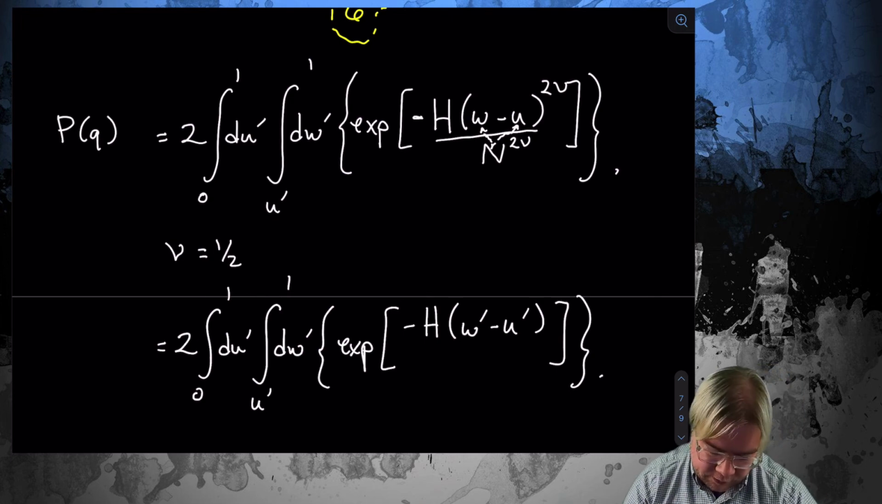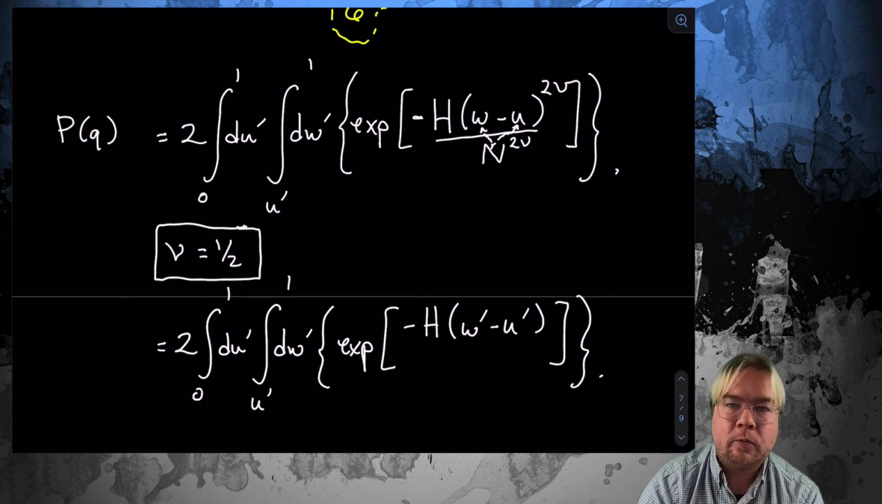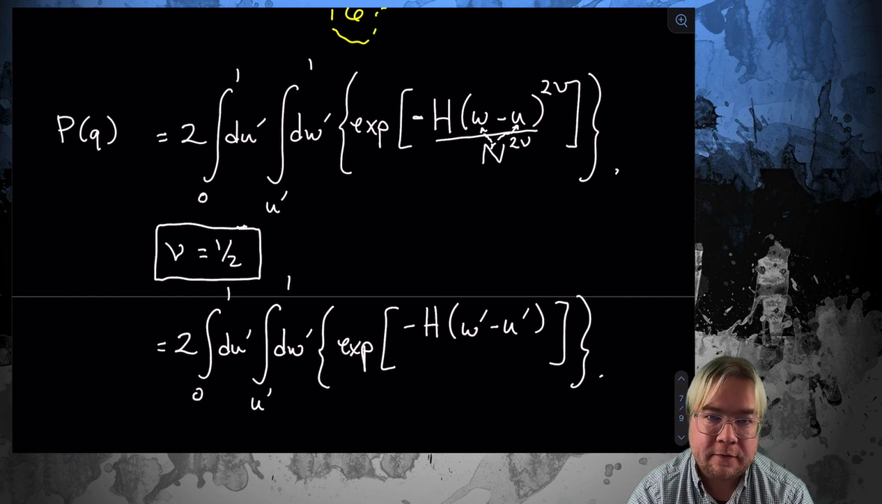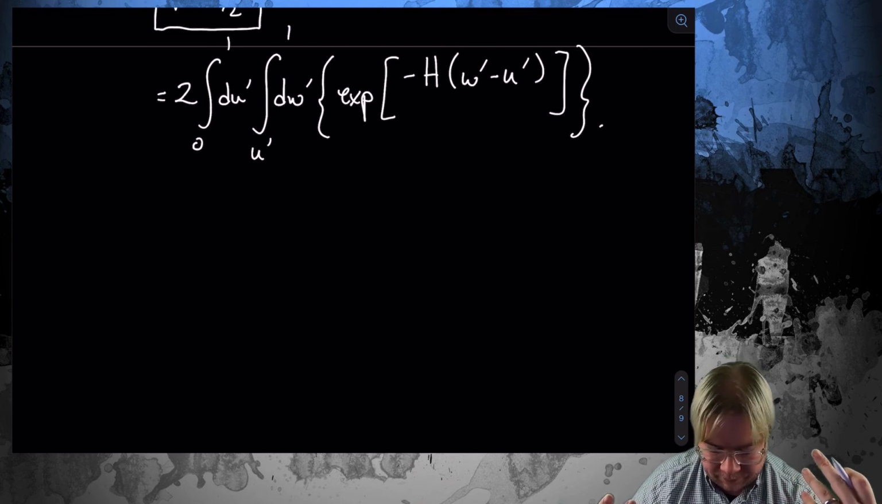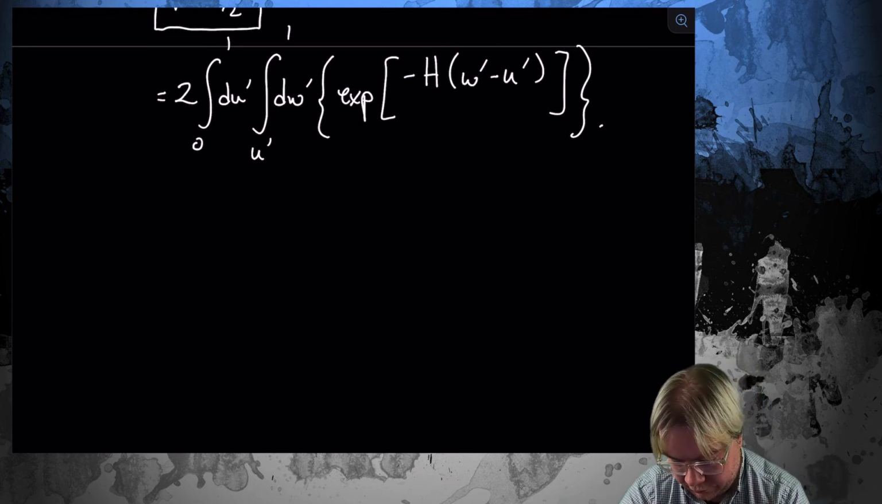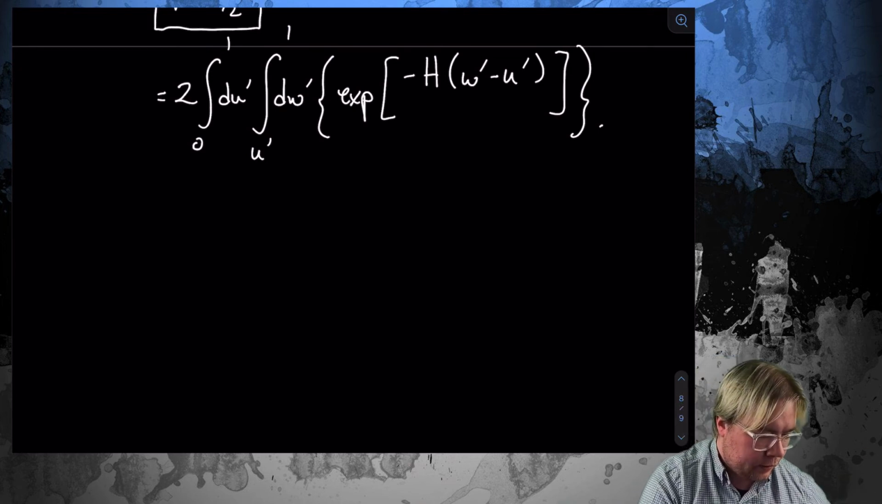Okay, so we're going to first solve the case where nu is equal to 1/2, and then we'll talk about what happens if nu is not 1/2. So this is doable, right? This is not such a bad integral. We'll just integrate with respect to w first, put in our results, see what we get, and then we'll integrate with respect to u prime. Okay, let me get my notes so I don't make a mistake while we do this.